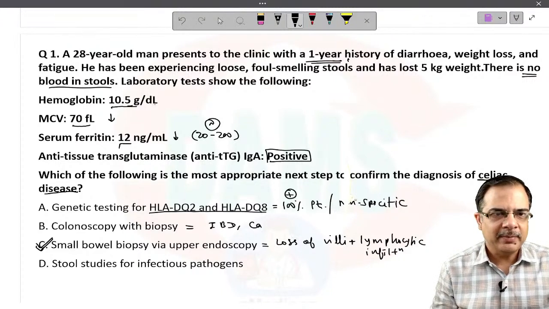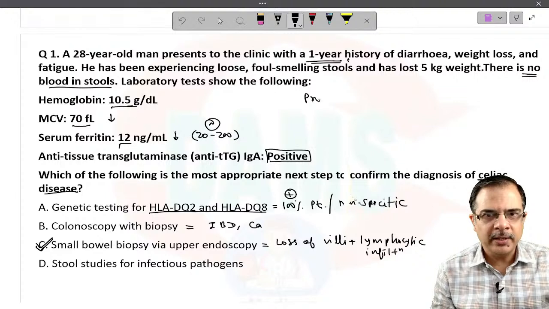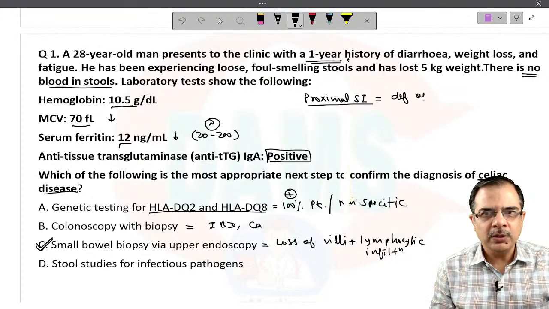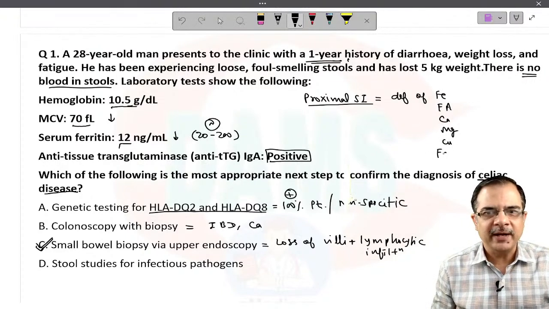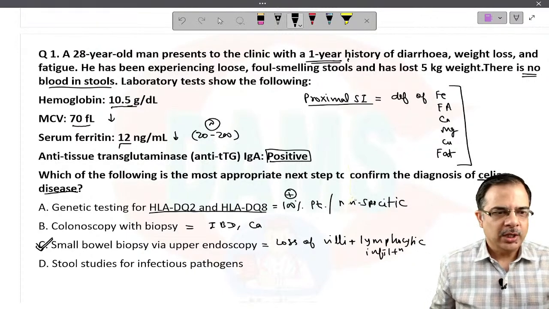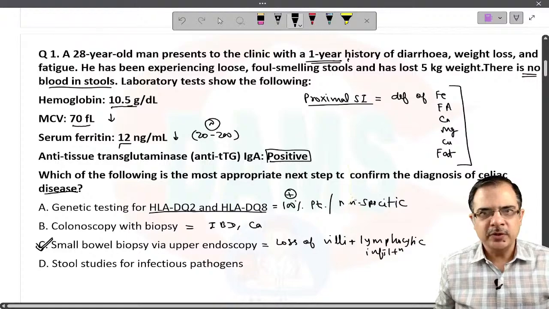And these parameters are low because predominantly the proximal small intestine is affected in cases of celiac sprue. So there will be a deficiency of all the elements which are absorbed from the proximal part like iron, folic acid, calcium, magnesium, copper. They will be deficient, including fat. So the answer is option C. And celiac disease is one of the topics which is frequently asked.